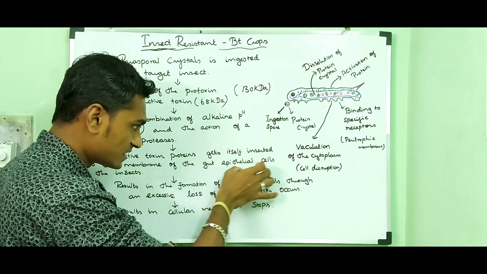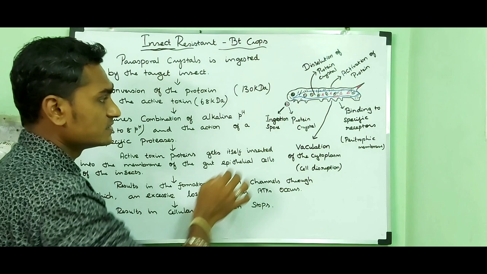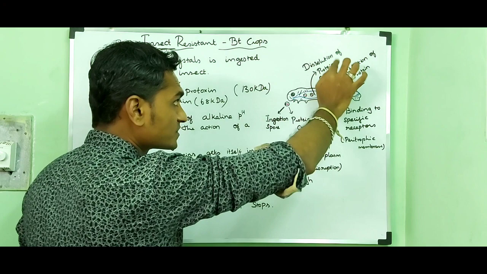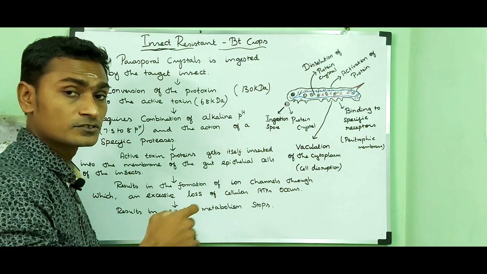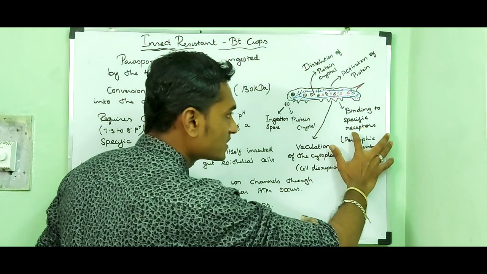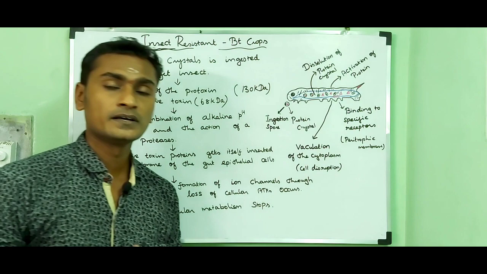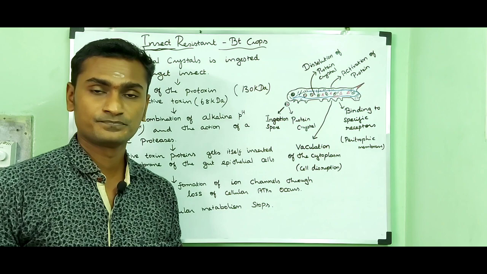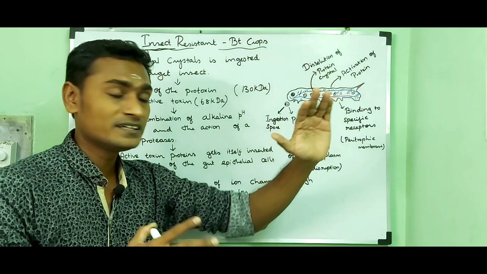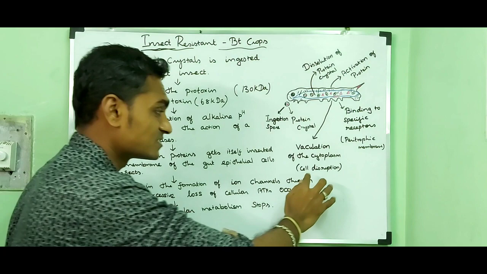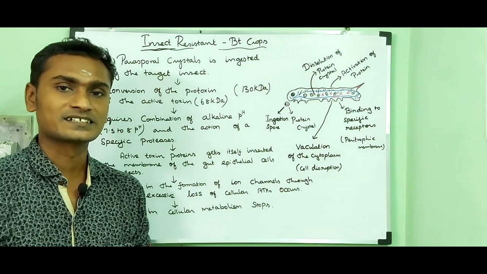So the ingestion of the spore takes place and it enters the gut of the insect. Dissolution of the protein crystal takes place with the help of alkaline pH and protease enzyme, and the inactive protein becomes active protein. Then the active protein binds to specific receptors, especially the peritrophic membrane, which is produced by epithelial cells. The function of the peritrophic membrane is to protect the epithelial membrane from microorganisms and food abrasion. When the active protein binds on this membrane, vacuolation of the cytoplasm takes place. That means cell disruption takes place, resulting in the death of the insect.